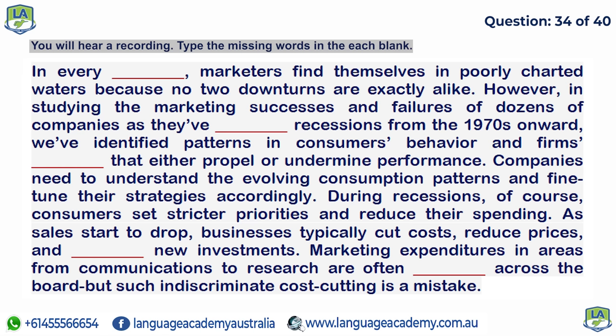In every recession, marketers find themselves in poorly charted waters because no two downturns are exactly alike. However, in studying the marketing successes and failures of dozens of companies as they've navigated recessions from the 1970s onward, we've identified patterns in consumers' behavior and firms' strategies that either propel or undermine performance. Companies need to understand the evolving consumption patterns and fine-tune their strategies accordingly.